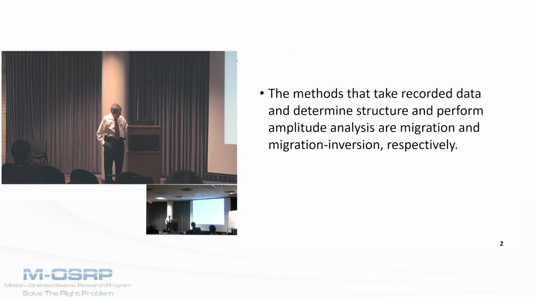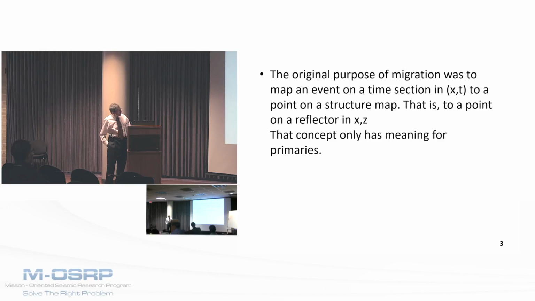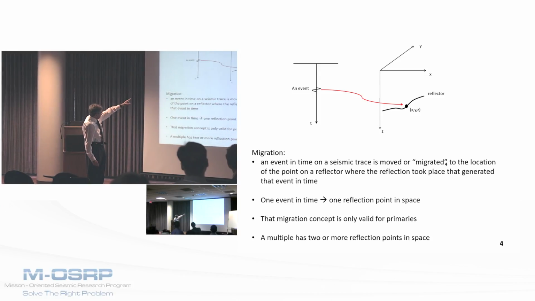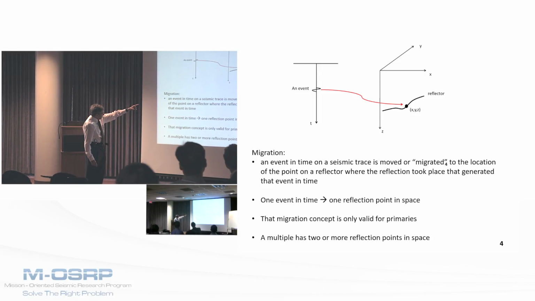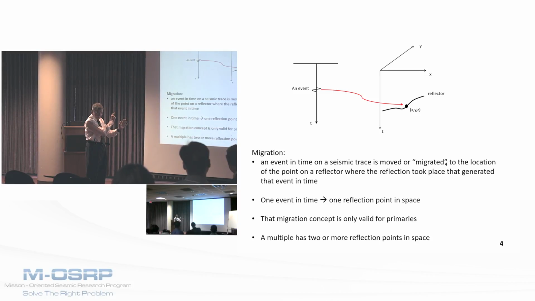So what this says is, if you want to know what the role of primaries and multiples are in seismic processing, how do we find structure and how do we do amplitude analysis, it is from migration and migration inversion. The original purpose of migration was to map an event in time to where on a reflector that event, in other words, you have an event in time. In time, you want to know what point on a reflector was there a reflection that caused that reflection in time. That's it. So if you think of that, how are you migrating a multiple?